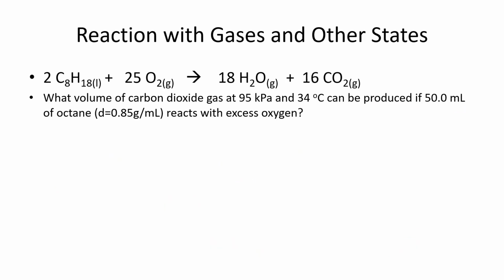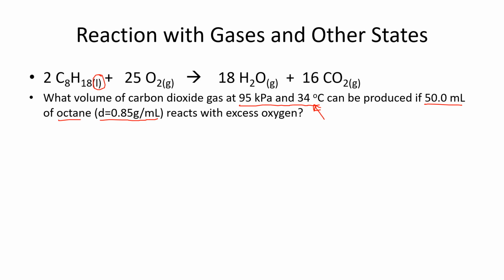Alrighty, so looking at this reaction, we've got the octane as a liquid here, and we're asked for the volume of a gas, and we have the volume of the octane as a liquid. So we need the density in order to get to mass, and then we can use our ideal gas law at the other end to work out the carbon dioxide that was produced.